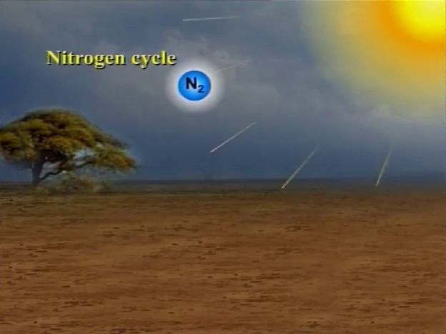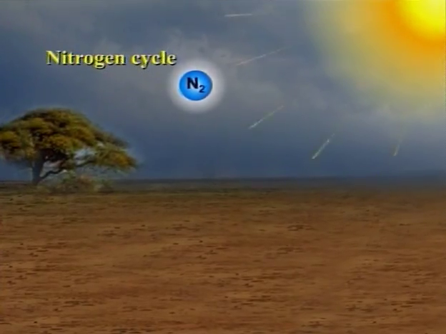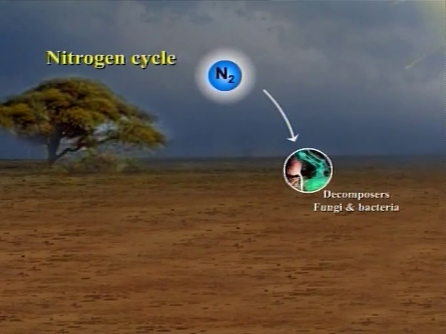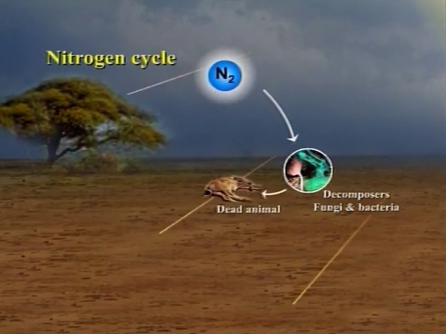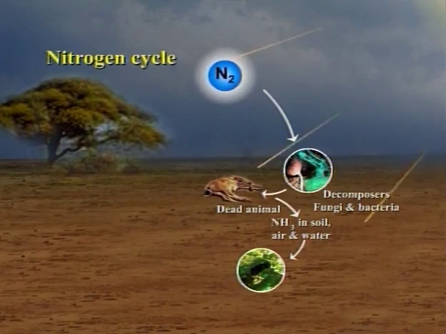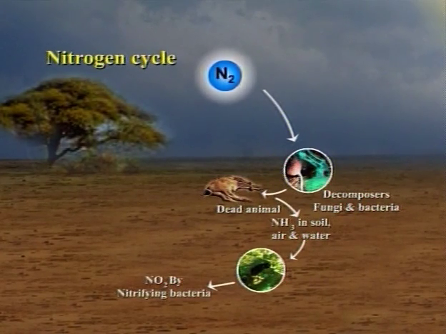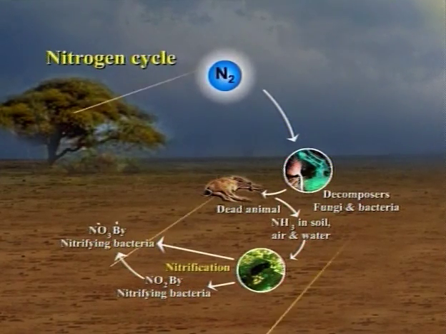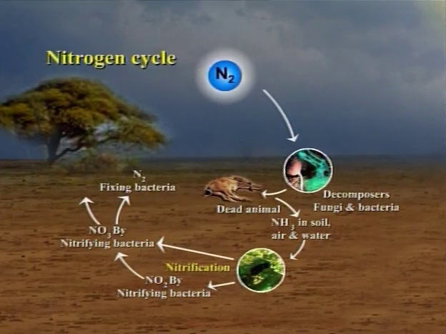For example, in the nitrogen cycle, the decomposers like putrefying bacteria and fungi decompose the dead plants and animal bodies into ammonia and other simpler substances. This ammonia is converted into nitrites and nitrates by the nitrifying bacteria present in the soil. These nitrates act as fertilizer in the soil and are again absorbed by the plants for their growth.